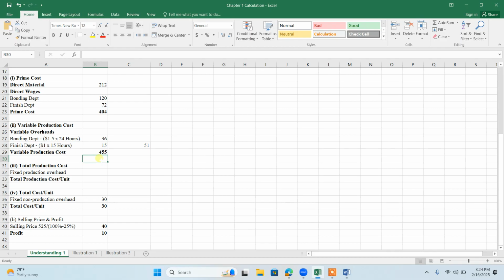So this is the second requirement. We need to calculate the variable cost per unit. This is the prime cost or the direct cost, which is also variable, but this portion of variable was missing. But this is the total variable cost of the product.